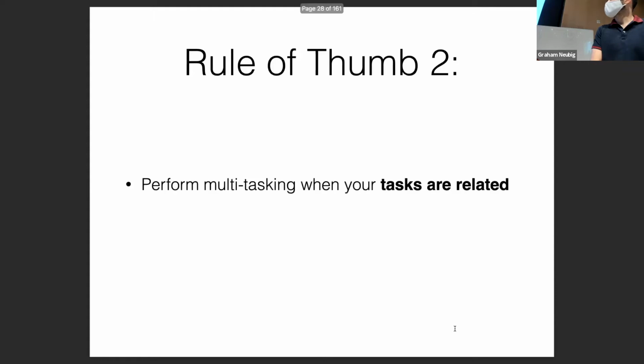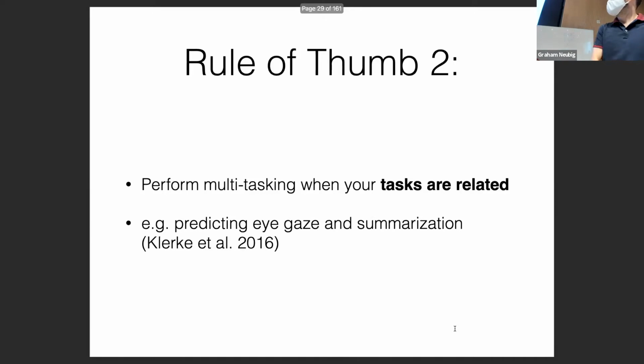The second one is we want to perform multitask learning when the tasks are related, because the main advantage of multitask learning is that we use the learning of one distribution to aid the learning of another distribution, especially in the case of transfer learning. And so the tasks need to be related enough that we would be able to do something with them.